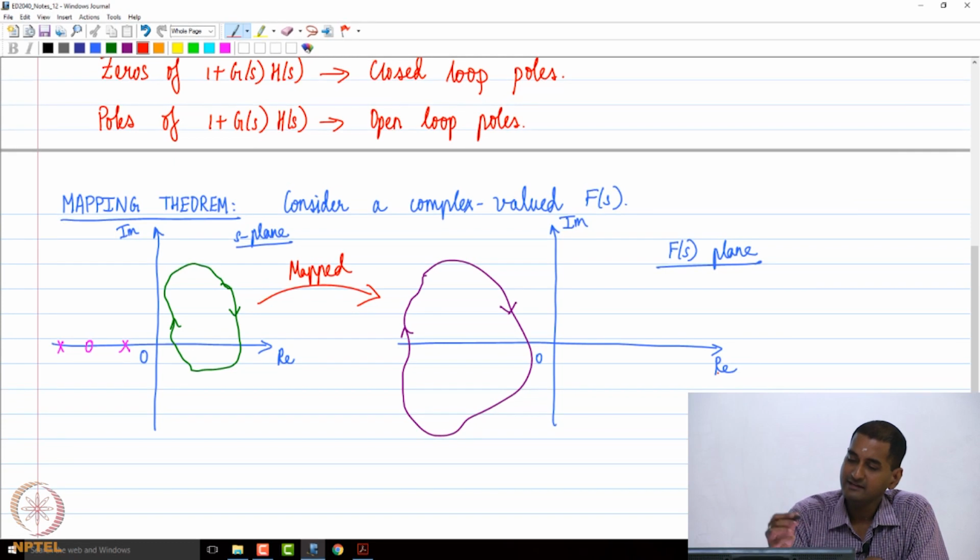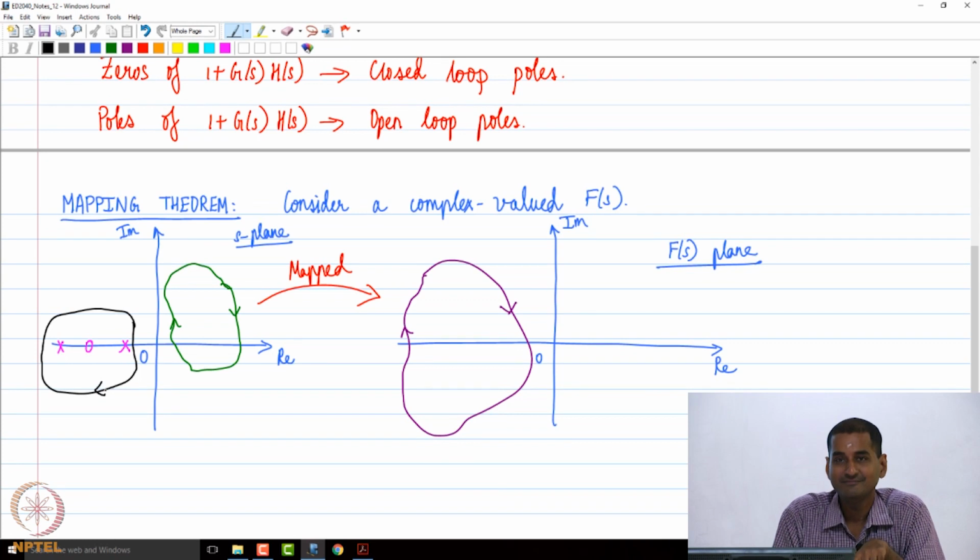Now on the other hand, let us say I take a contour which is like this. So what happens here? In the previous case Z was 0 and P was 0. In this case, what are Z and P? Z is 1, P is 2, within the contour. So what is Z minus P?